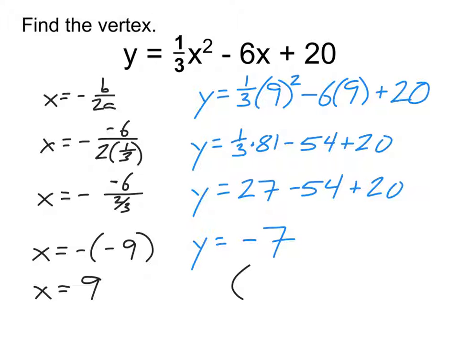Therefore, final answer, the vertex is at 9, negative 7, which if we were graphing it would then be enough information because you'd start at 9, negative 7, and then you'd have a vertical compression by 1/3 from there.